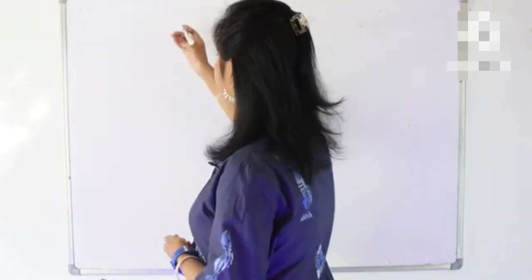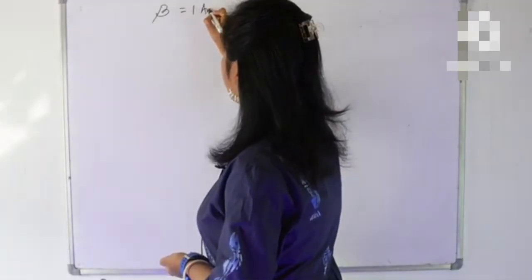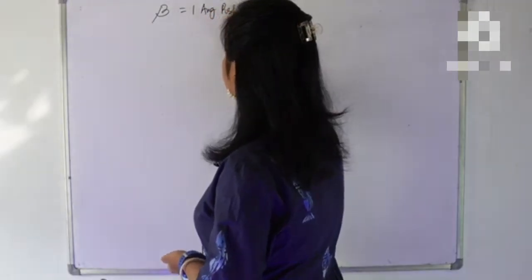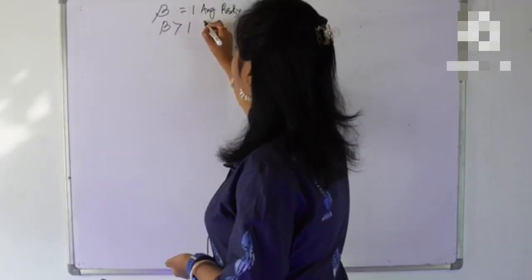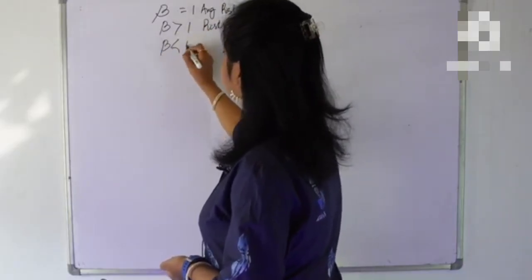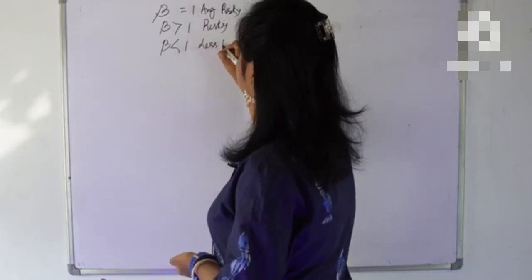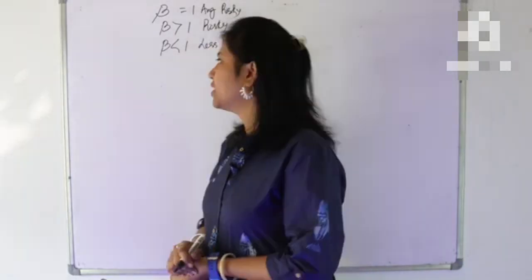Friends, in this video, we will see how to calculate beta. Just for a recap, beta equal to 1 means average risk. If beta is greater than 1, it is more risky. And if beta is less than 1, we can say it is less risky. So with this interpretation, today I will tell you how to calculate beta.